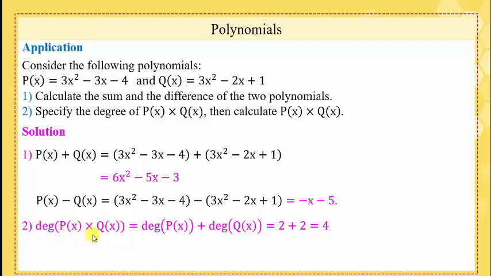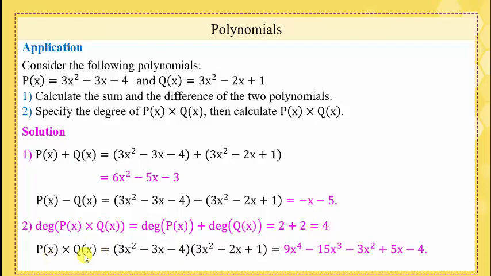Part 2. The degree of P(x) times Q(x) equals the degree of P(x) plus the degree of Q(x). The degree of P(x) is 2 and the degree of Q(x) is also 2. We add them to get 4. P(x) times Q(x) equals (3x^2 - 3x - 4) times (3x^2 - 2x + 1). Then we multiply each term of the first parenthesis by all the terms of the second parenthesis, and we reduce the like monomials to get 9x^4 - 15x^3 - 3x^2 + 5x - 4.